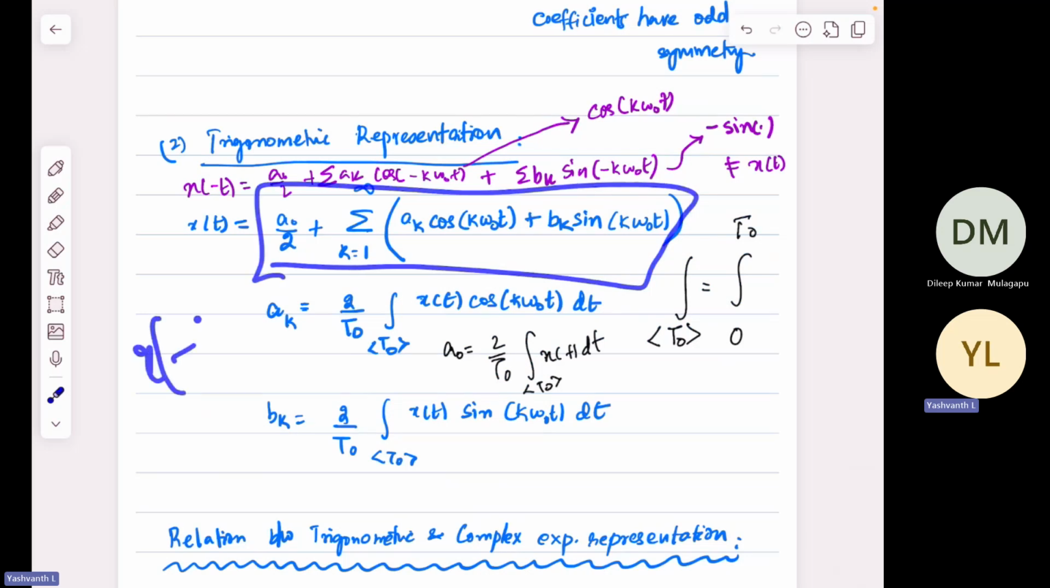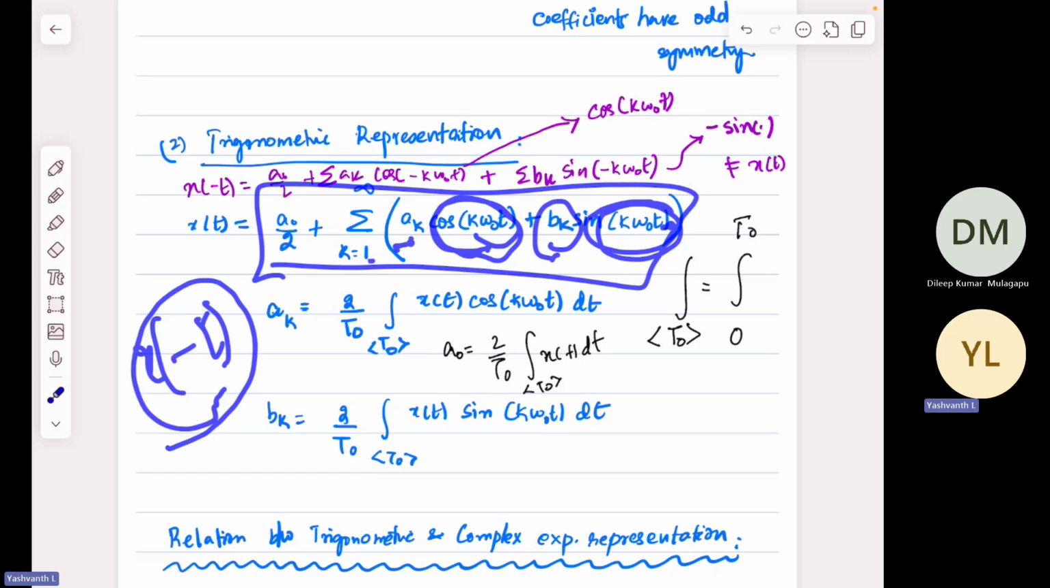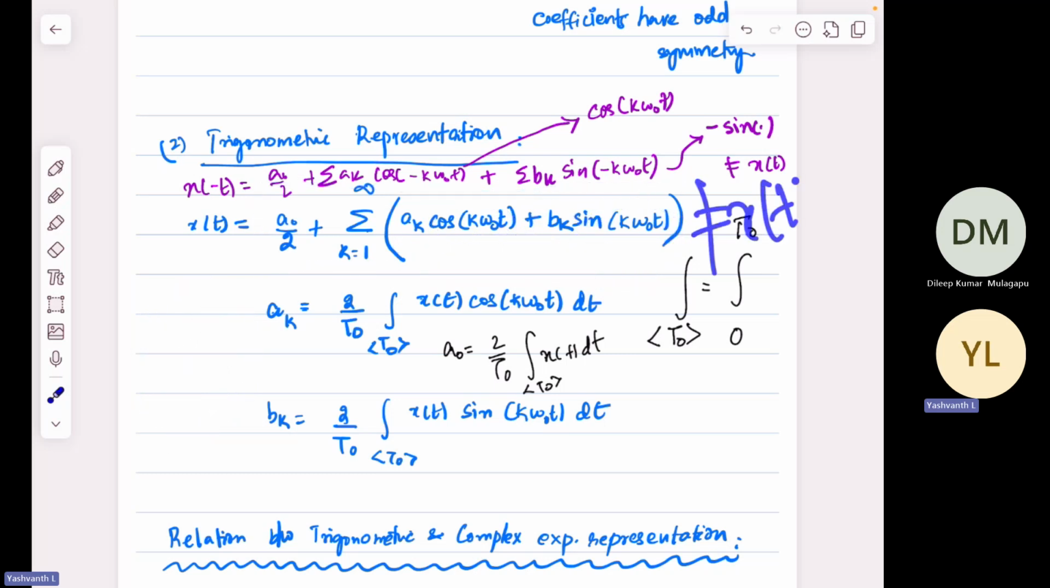Now find x of minus t. You will have a cos of minus k omega naught t, and a sine of minus k omega naught t. But cos of minus theta is cos theta, and sine of minus theta is minus sine theta. So if bk's were not 0, then x of minus t will be equal to ak cos k omega naught t minus bk sin k omega naught t. But that is not equal to x of t, because for x of t you should have plus bk, but when you have x of minus t, it becomes minus bk. So if I don't want that to happen, your bk's should all be equal to 0.